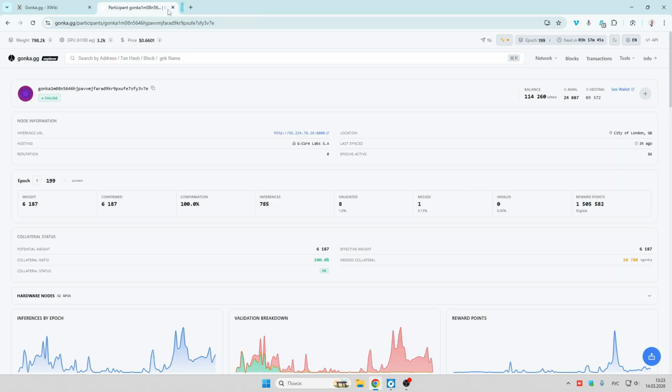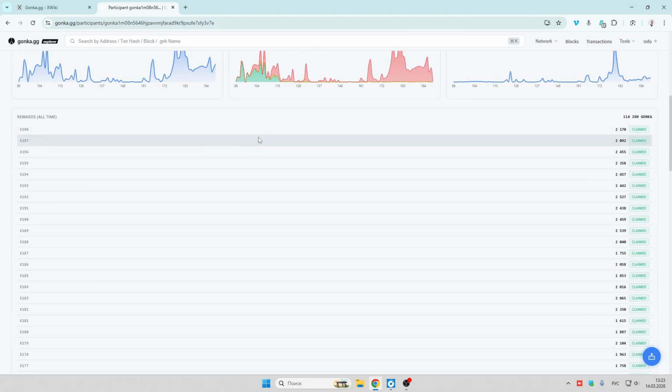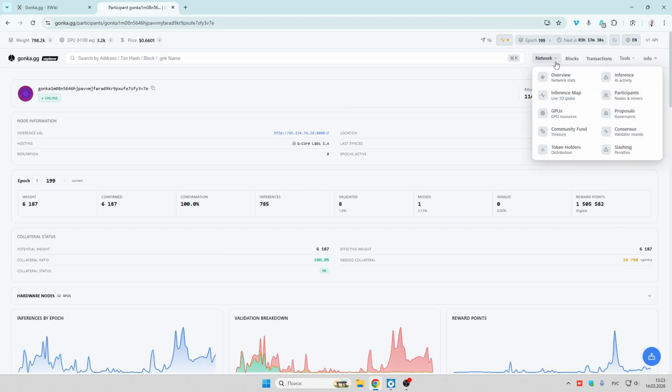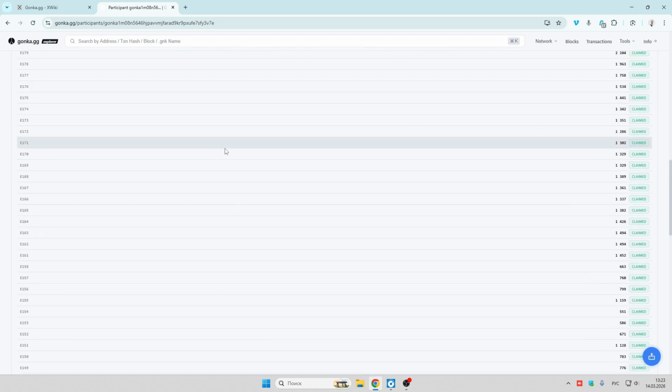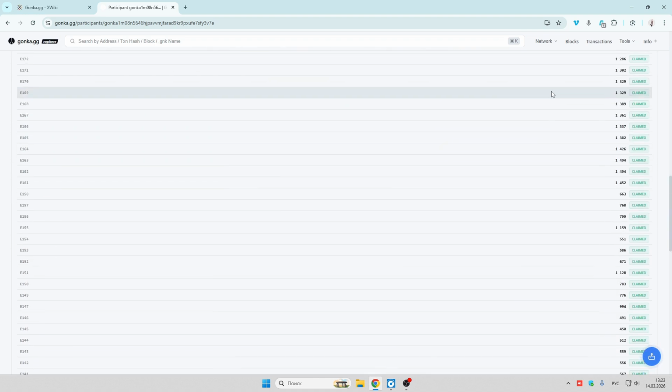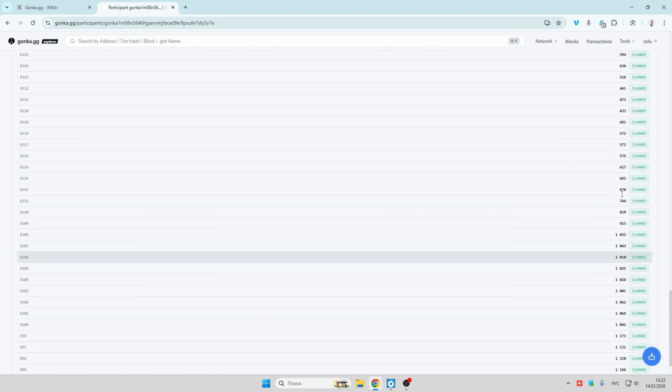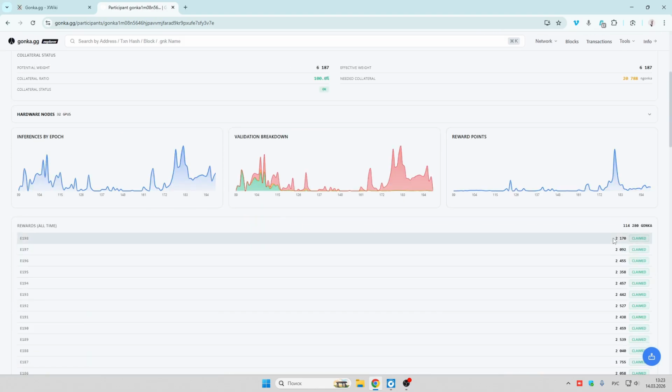So we've already looked at the network overview, but this one here, unfortunately, for some reason, isn't labeled. There are a lot of minor tweaks like this, and there are proposals. What do we have here? We're looking at an individual participant. And here you can see exactly how many GNK they earned during a specific epoch.